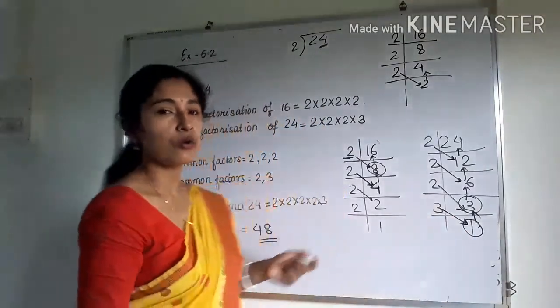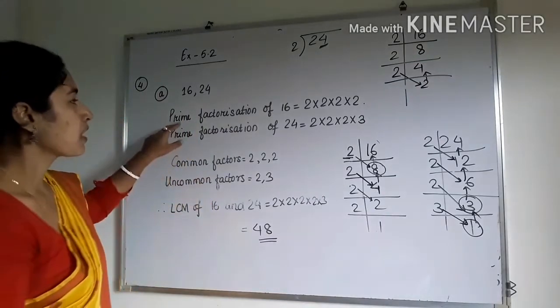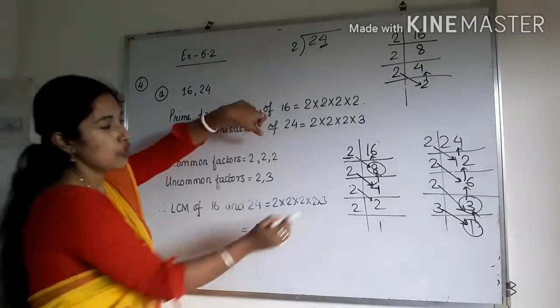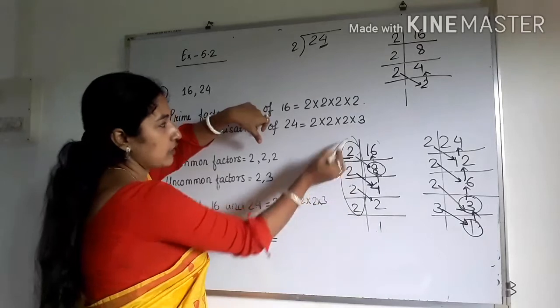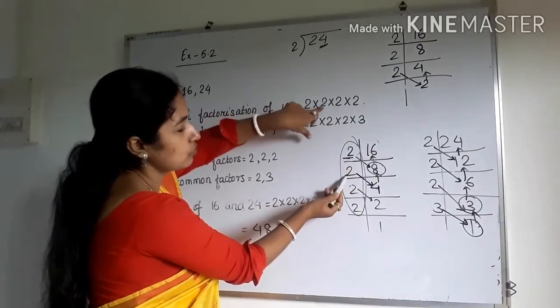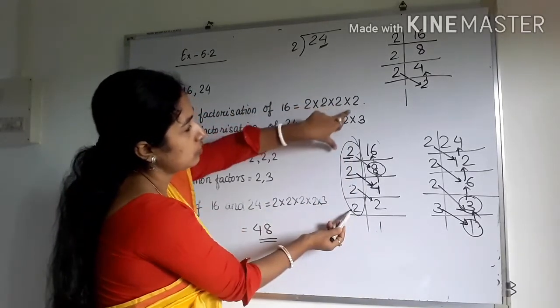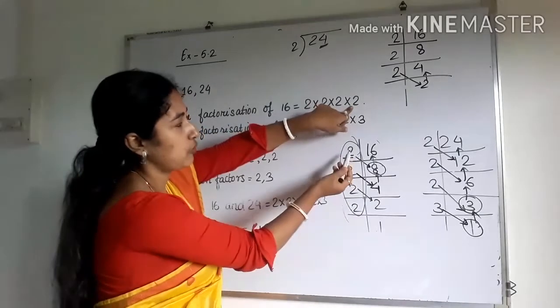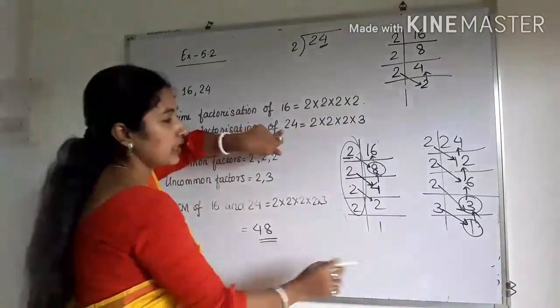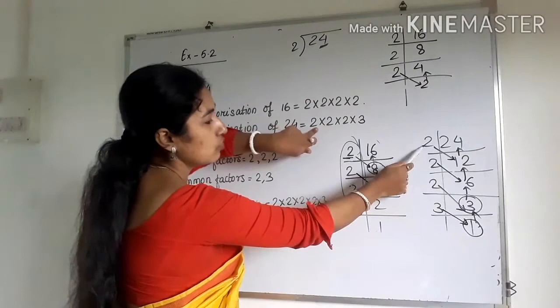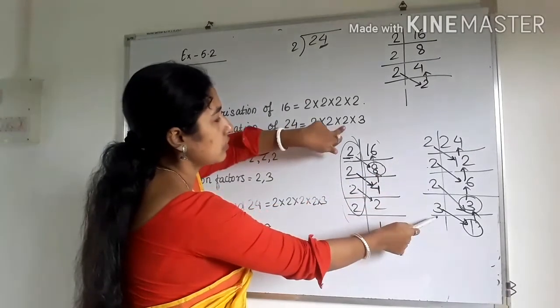So next step, how to write the prime factorization? See, prime factorization of 16. You have to write 2 into 2 into 2 into 2. Okay, there are 4 number of 2's. Similarly, in case of 24, you have to write 2 into 2 into 2 into 3.